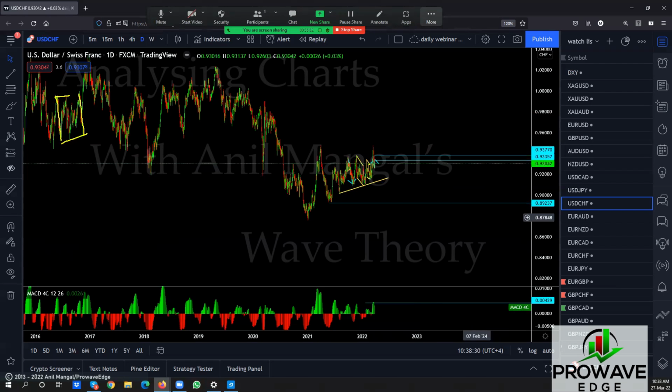Once it comes back down, once this comes back down here, it's up. See this piece up here? Took off like a rocket. One, two, three. This will be one, two, three. This will be one, two, three. And then you will have this.